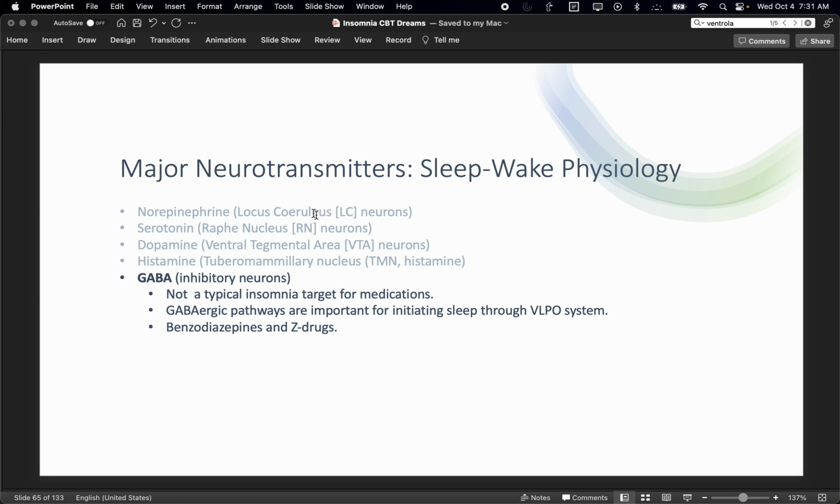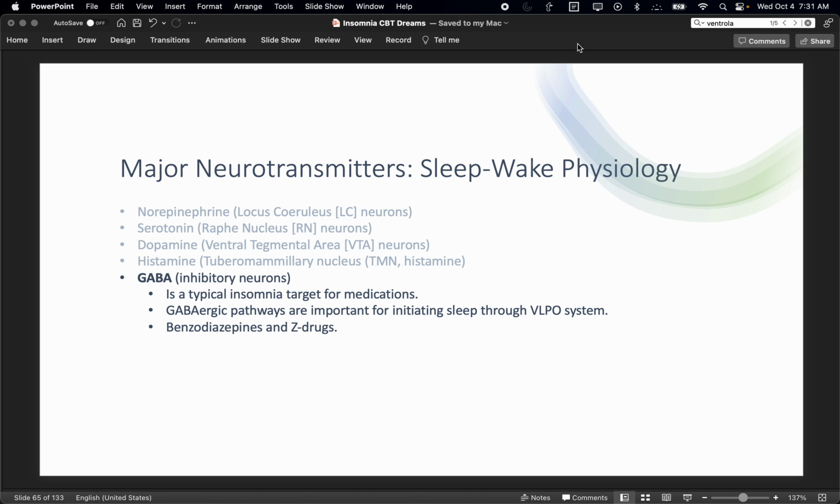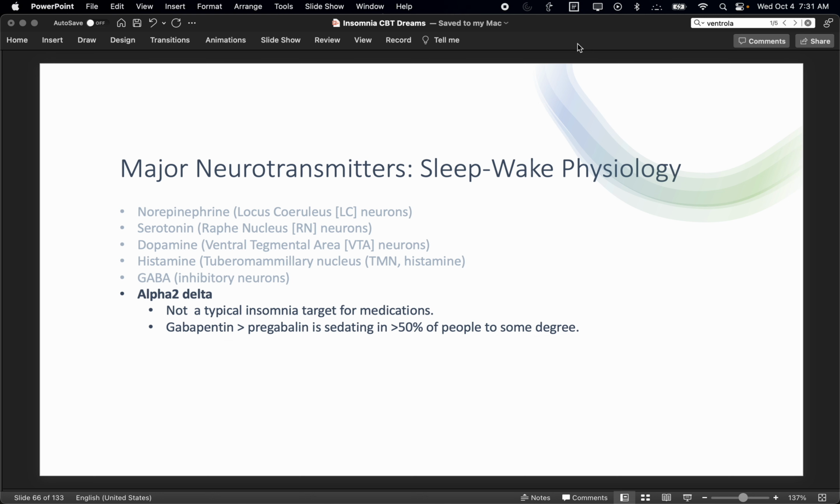GABA. So let's correct this slide. There we go. GABA is a typical insomnia target for medication, so the GABAergic pathways are important for initiating sleep through the VLPO system. Benzodiazepines and Z drugs are a primary example.